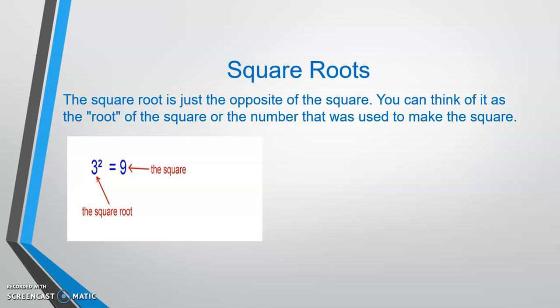So you can think of it as the root of the square, which is this 3, being the root of this square, which is 9. Or you can say it is the number that was used to make this square. So the number used to make this square is called its square root. So the square root of 9 is what? 3.